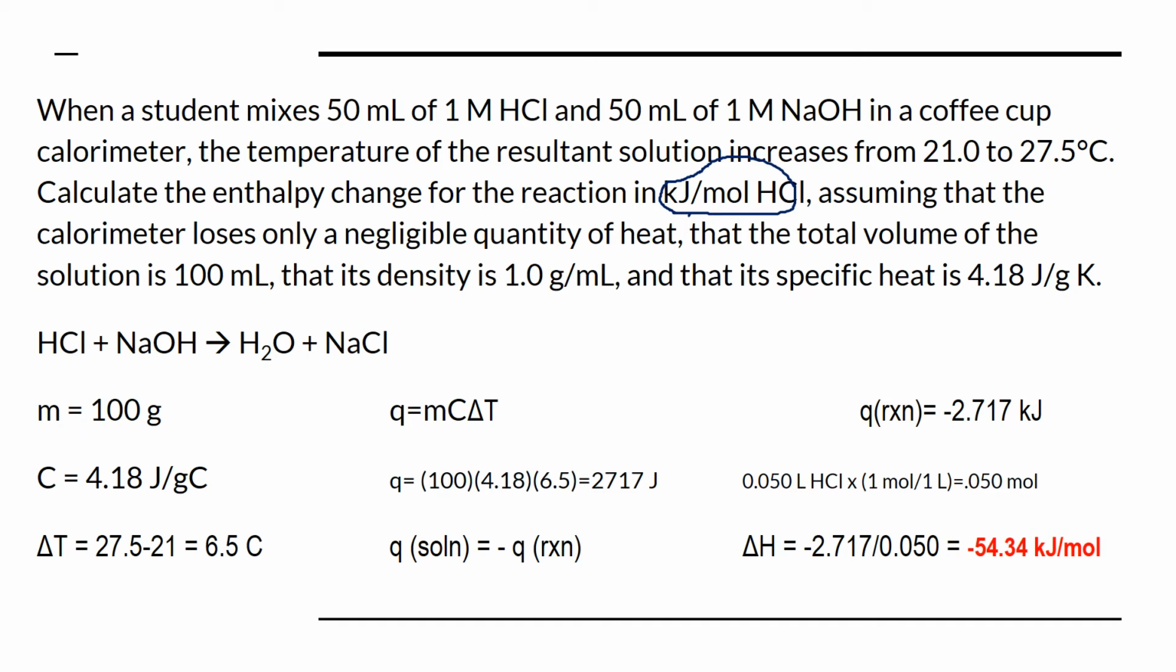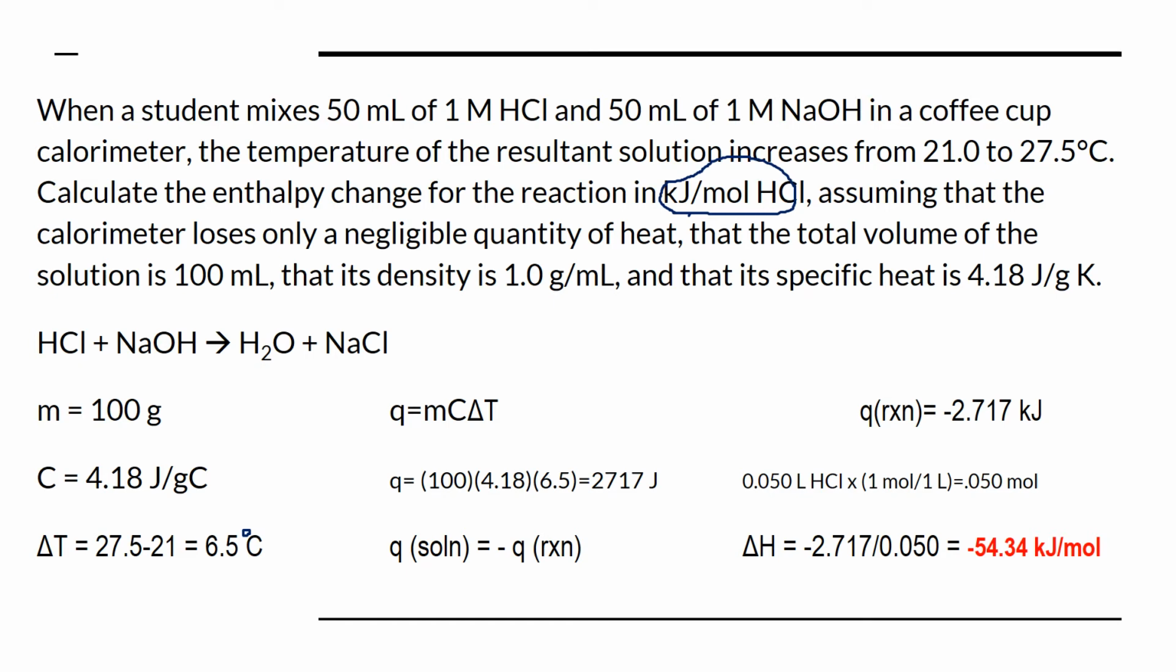So first thing you always want to do is write yourself a balanced reaction. So we have our balanced reaction here. The mass: they told us that it was 50 plus 50, so that's 100 mL, which is a volume. However, it gives us the density, and since it's 1 gram per milliliter, we could just say the mass is 100 grams. Specific heat is going to be 4.18. Change of temperature: final minus initial, so our final was 27.5 minus 21, which was our initial, which gives us a difference of 6.5 degrees Celsius.